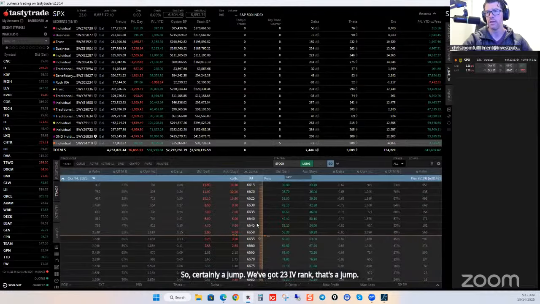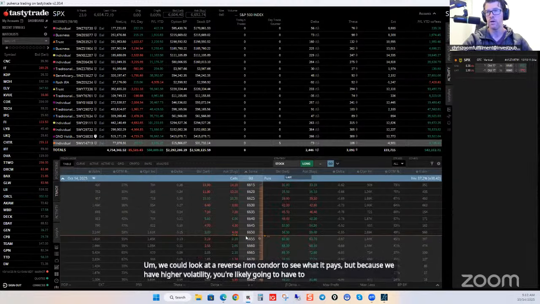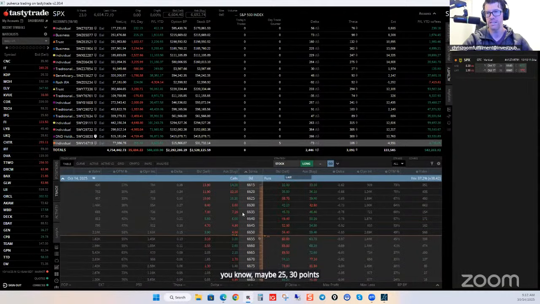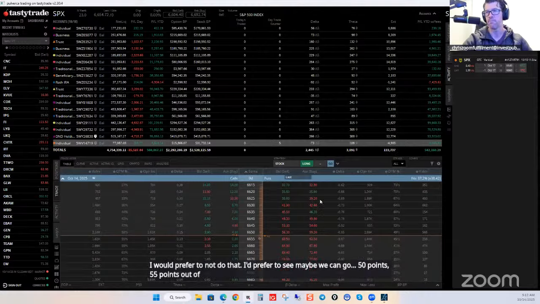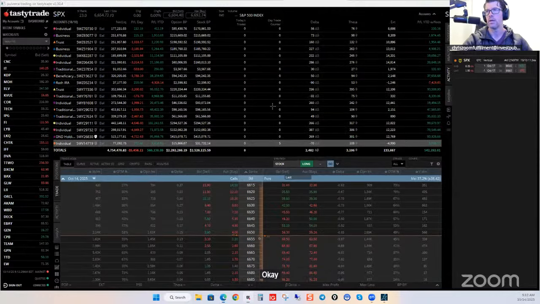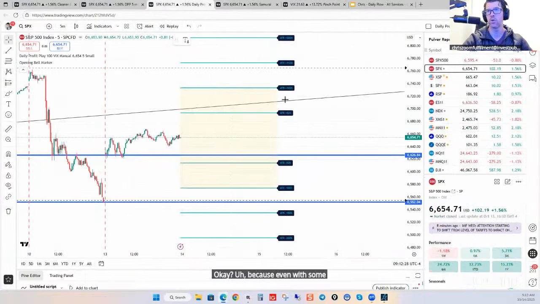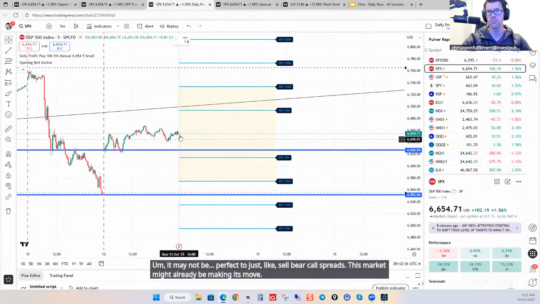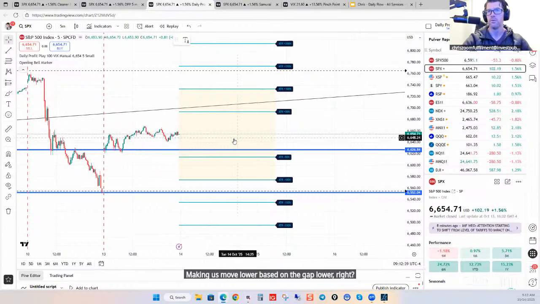That's a jump. We could look at a reverse iron condor to see what it pays, but because we have higher volatility, you're likely going to have to go maybe 25, 30 points wide, which is a pretty big dead zone. I would prefer to not do that. I'd prefer to see if maybe we can go 50 points, 55 points out of the money and just get our morning daily profit play in. Even with some gap action today, we're going to be gapping lower. It may not be perfect to just sell bear call spreads. This market might already be making its move lower based on a gap lower, right? So this is tricky.